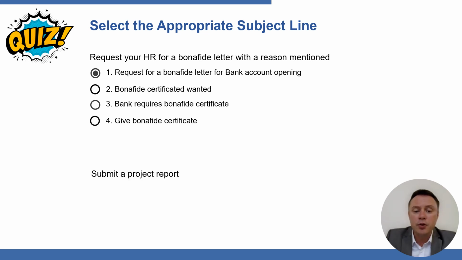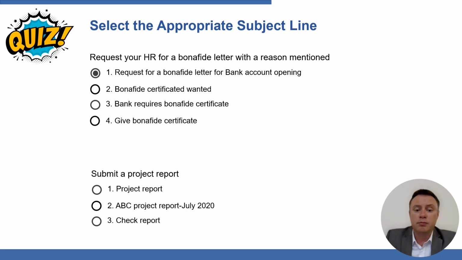If you're submitting a project report, ABC project report, July 2020, or check report. Which one do you think? It's B, or number 2, ABC project report, July 2020. Great.